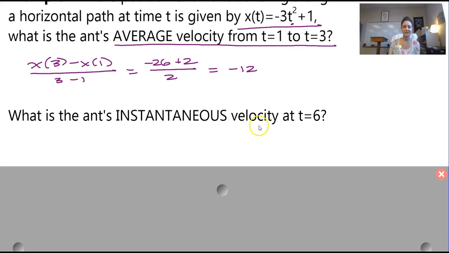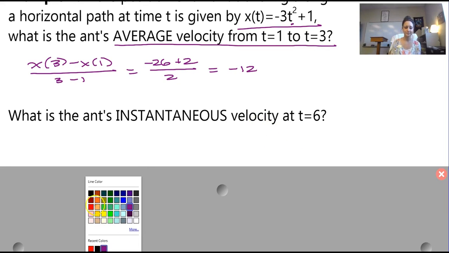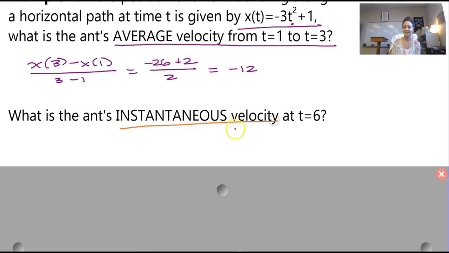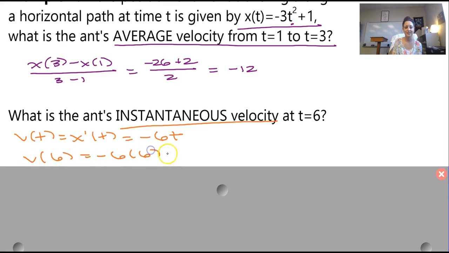All right, now what if instead of average velocity, I asked you to find the instantaneous velocity at t equals 6. So I'm still going to use x of t, the position. So how is instantaneous velocity related to position? Well, v of t is equal to the derivative of position, right? So the derivative of position in this case is going to be negative 6t, right? The derivative of 1 goes away. So if I want velocity at 6 seconds, that's going to be negative 6 times 6, which will be negative 36. Okay.